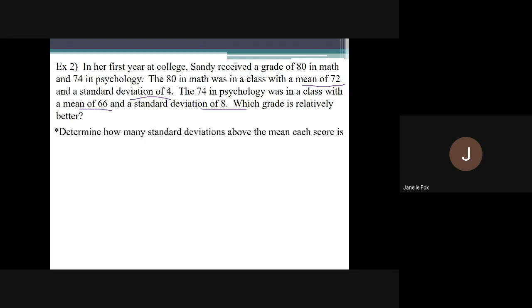So let's take it and decide. What we're going to do is decide how many standard deviations each one is above the mean, right? Because she definitely scored above the mean. Her 80 is above the 72 for math. Her 74 is above the 66 in psychology. But which one is, quote, better, okay?